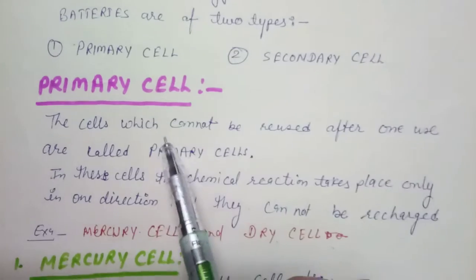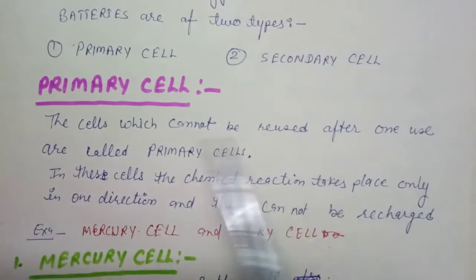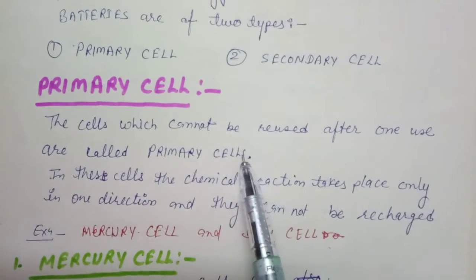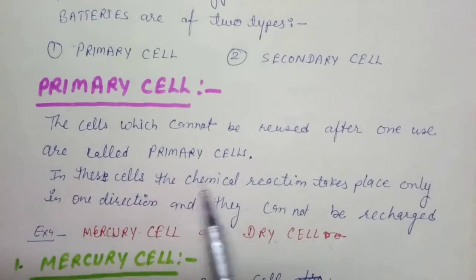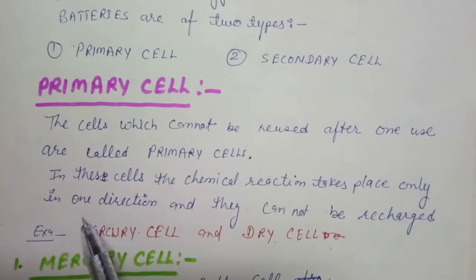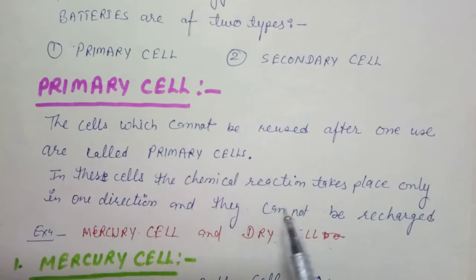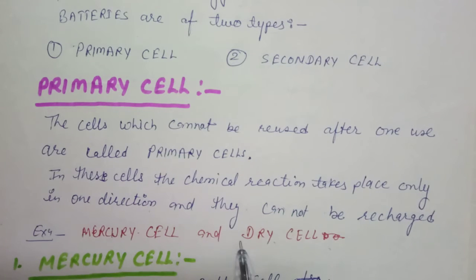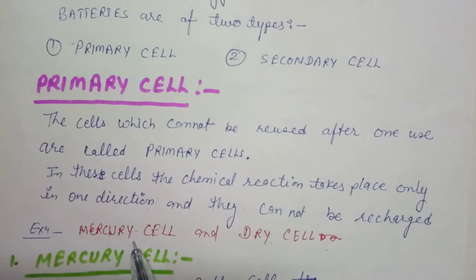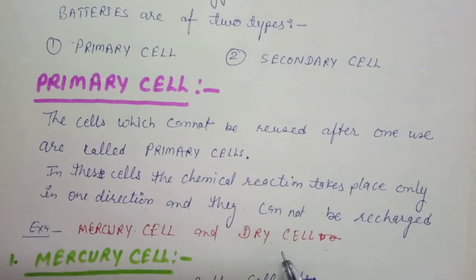Primary cells, which cannot be reused after one use, are called primary cells. In these cells the chemical reaction takes place only in one direction and they cannot be recharged. Examples: mercury cell and dry cell. The mercury cell is used in the wristwatch, and the dry cell is used in TV remotes, geysers, toys, wall watches, etc. We will discuss the structure and mechanism of these two types of cells.